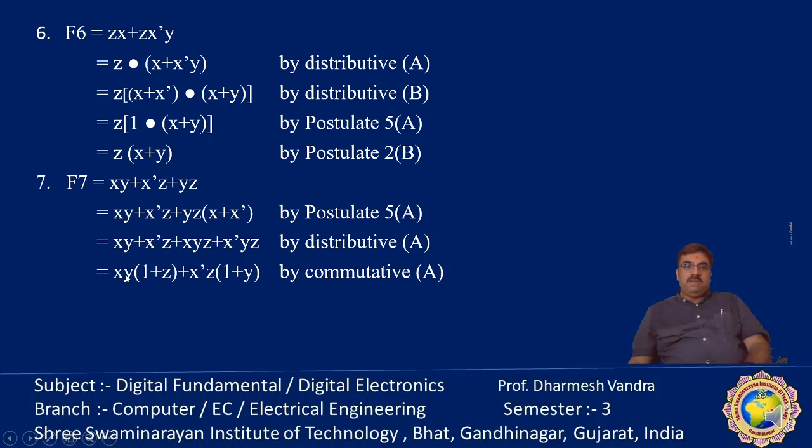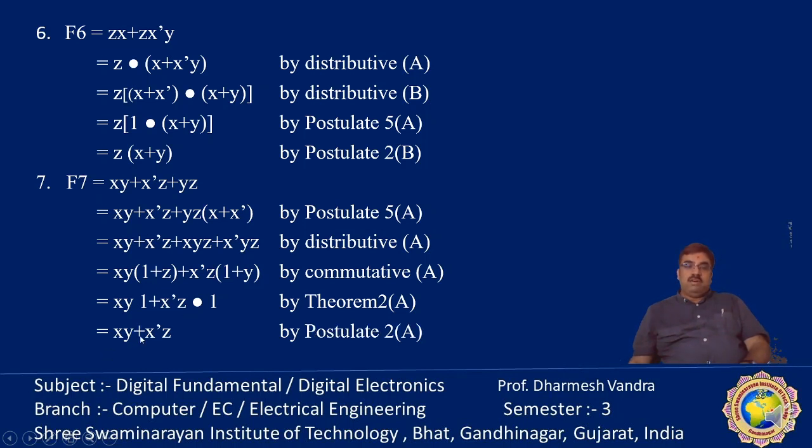From the first and third term we got this one. From the second and fourth term we get the common x dash z. Now 1 ORed with z and 1 ORed with y is always 1. So by theorem 2a, xy dot 1 and x dash z dot 1. As you know, if any variable is ANDed with 1, the result is the variable itself. So we got xy OR x dash z. It is the same as the first two functions.